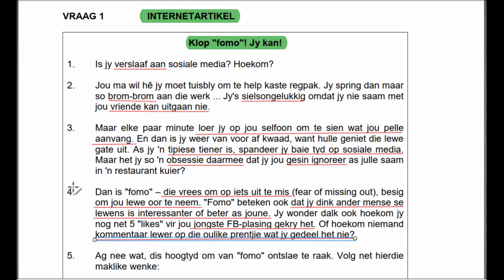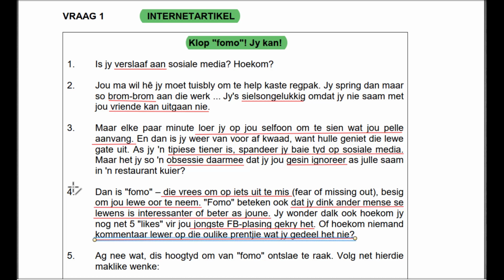So FOMO becomes a problem when it starts taking over your life, when you are constantly fearing that you are missing out on something. Then it continues to say, FOMO beteken ook dat jy dink ander mense se lewens is interessanter of beter as joune. FOMO also means that you think that other people's lives are better or more interesting than your own.